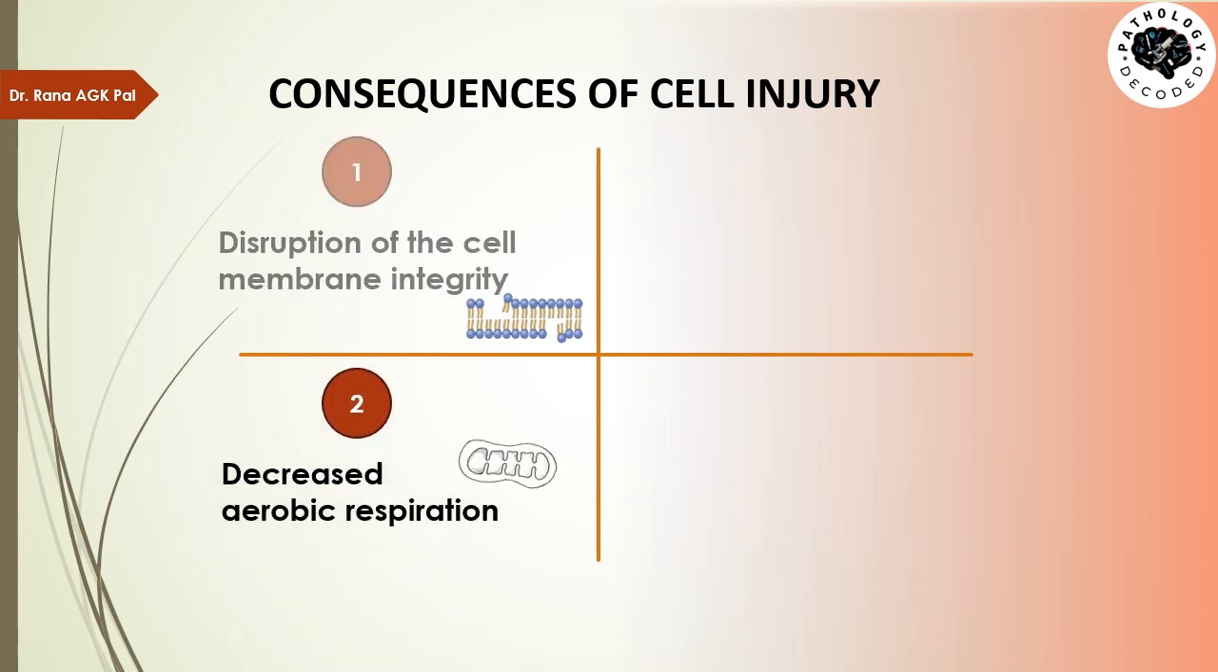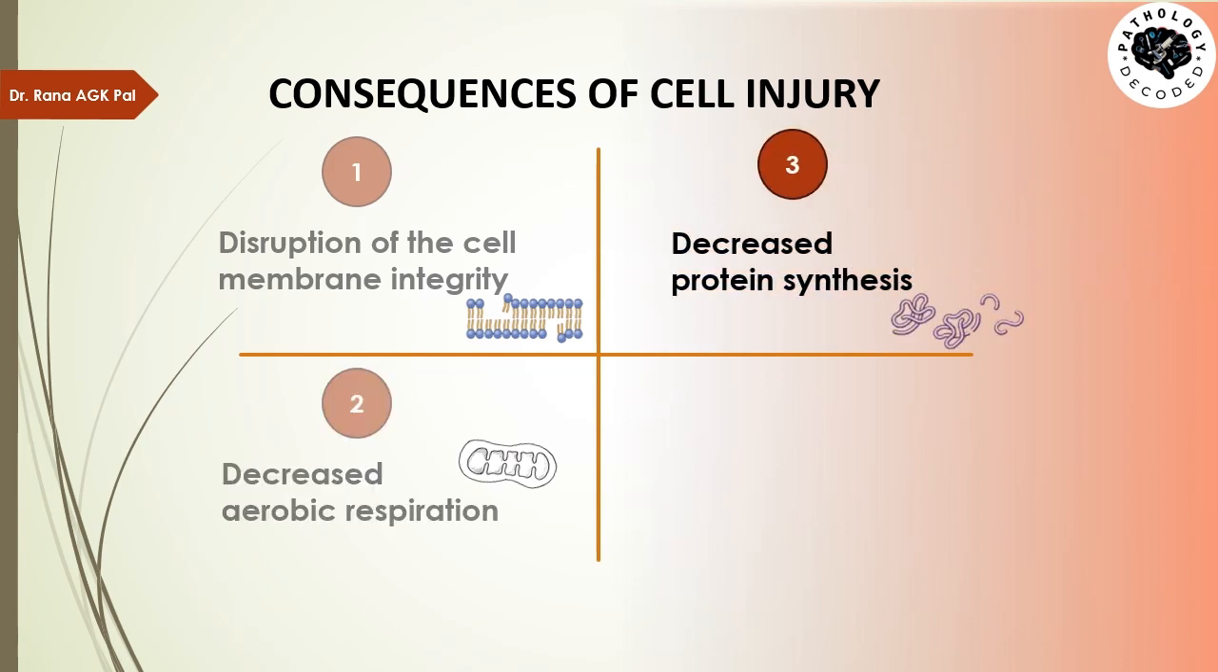At number 2, we have got decreased aerobic respiration. That means the oxidative phosphorylation suffers and there is decrease in the aerobic respiration. This decreased aerobic respiration will lead to less production of ATP by the cell, and the cell will not have sufficient energy to survive on itself. This leads to the cell damage.